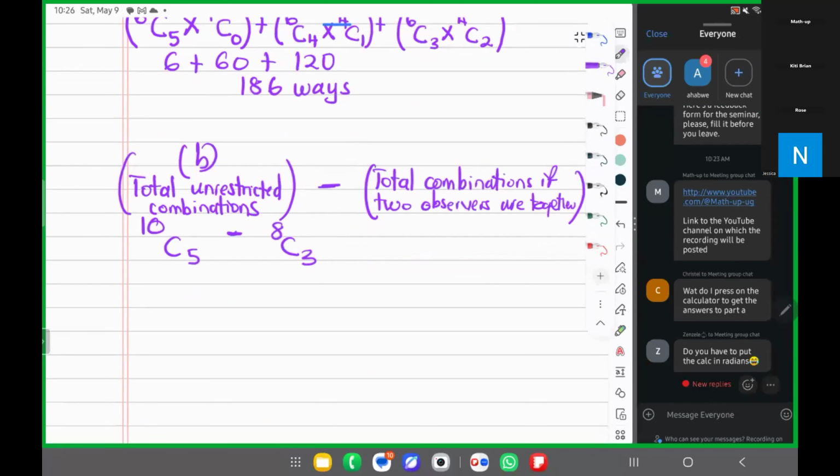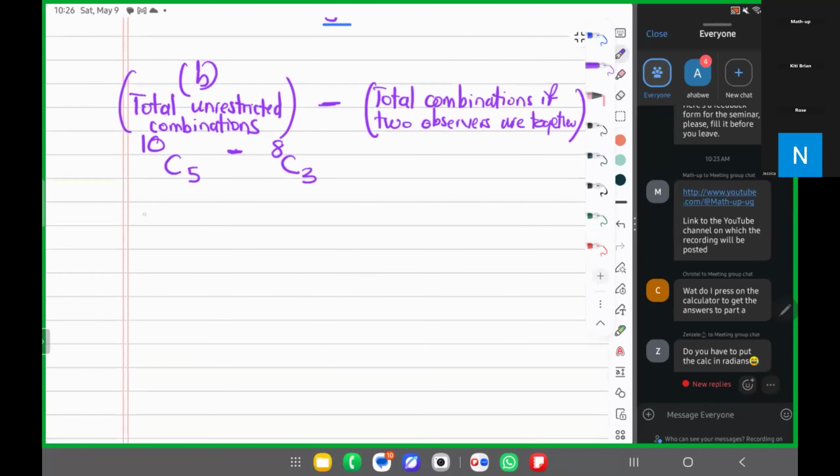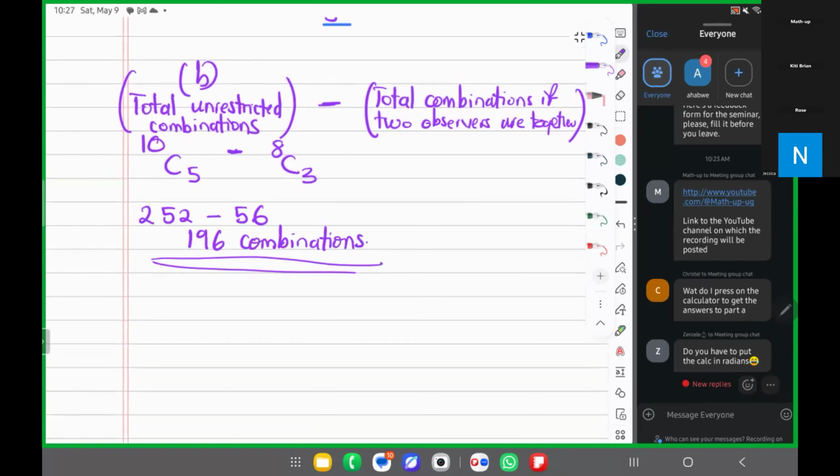Okay. So 10 combination 5 will give me 252. And then 8 combination 3 will give me 56. And when I subtract those two, I'll end up with 196 combinations, which is my answer.